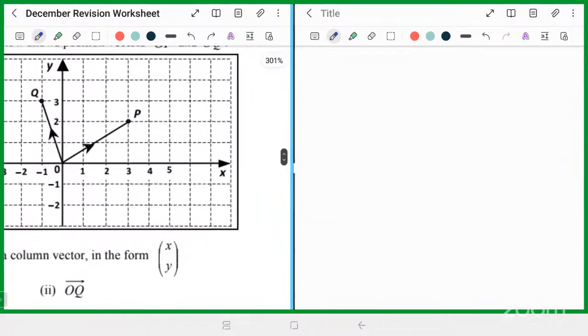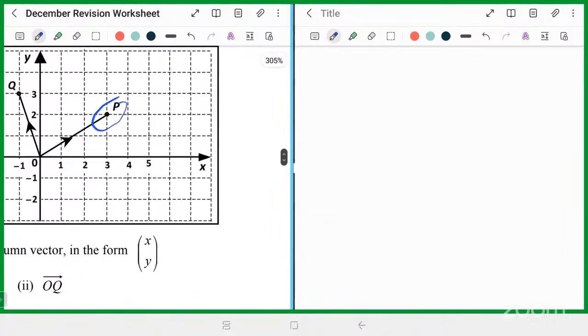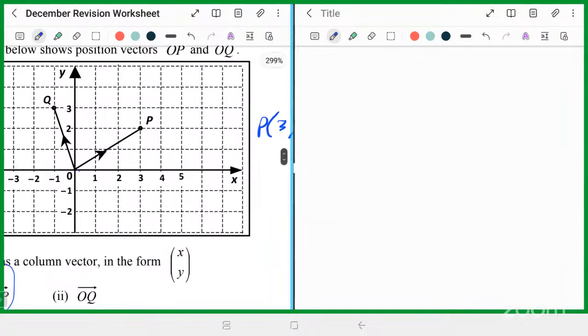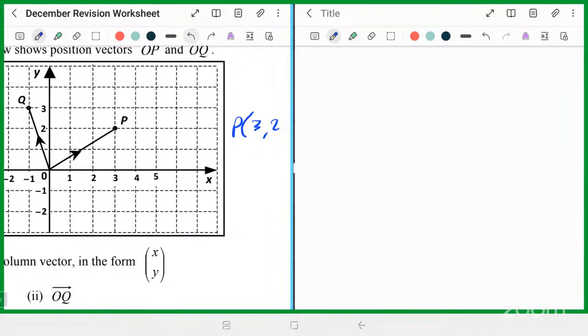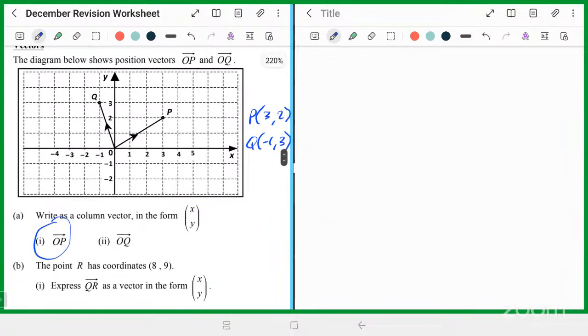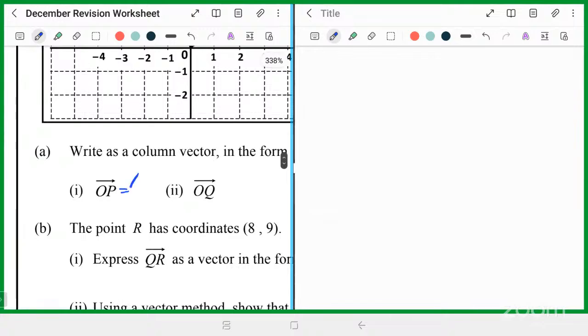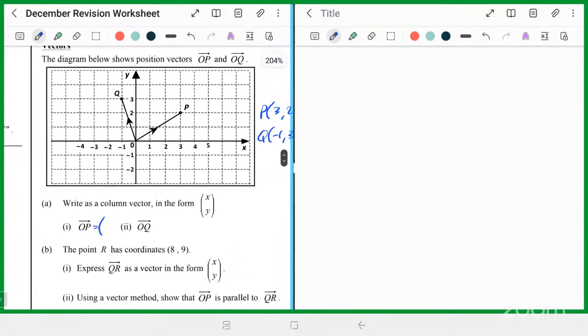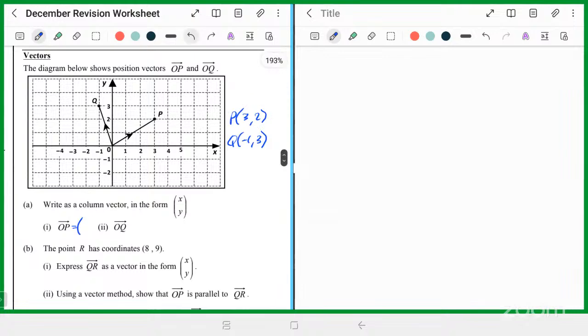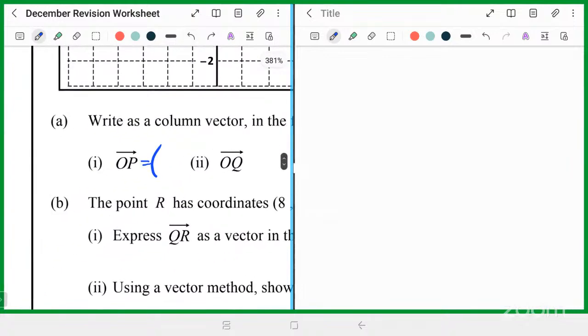See it here? This point P is (3, 2). So P is the point (3, 2), and Q is the point (-1, 3). So the position vector is going to have the same values as the coordinates. So OP is going to have the same values as this point, 3, 2, in vertical form, column vector form.